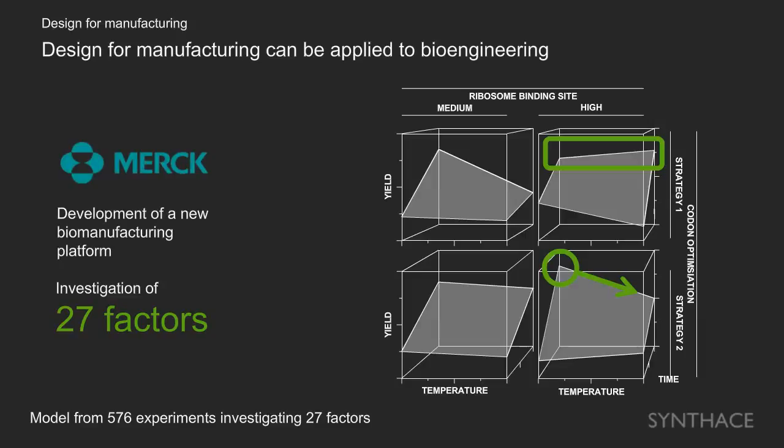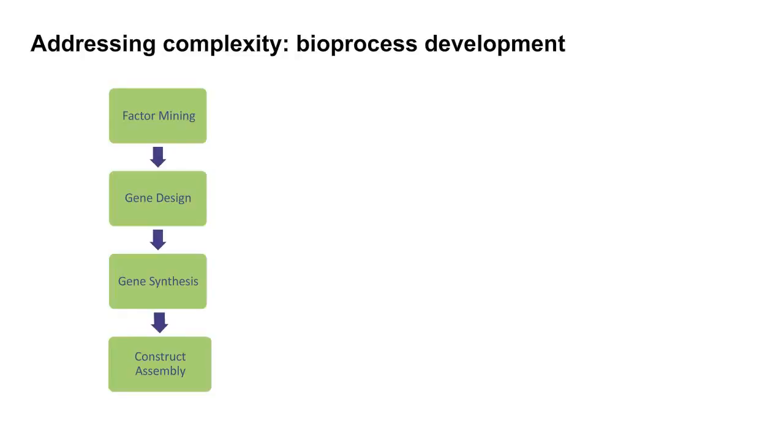Now, in the context of just our simple biomanufacturing investigations, you still have quite a complex process, everything from factor mining to gene design to gene synthesis to construct assembly. And that itself then is all being driven by our experimental designs. Which factors, which genes are we going to insert into this pathway? Which genes are we going to knock down?